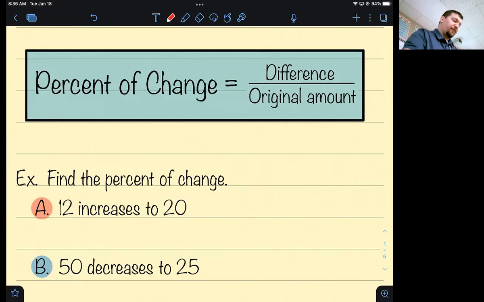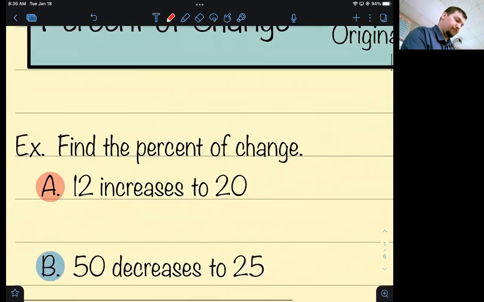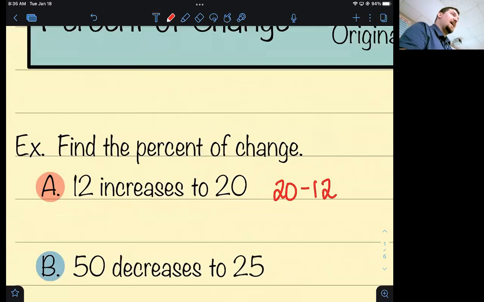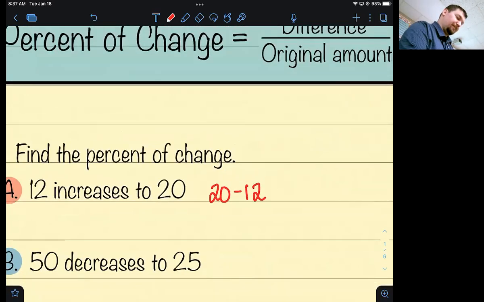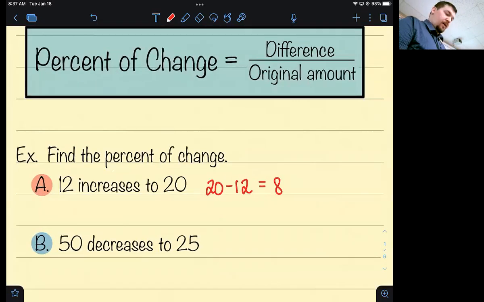Ella, tell me what the difference is between 12 and 20. When it says 12 increased to 20, how much did it go up by? Thank you, Ella. Yeah, it went up by 8. That we could probably do in our head, right? Now I'm going to write it down for all those that are following along at home so they can see that we just subtracted. Now, I know that 12 is listed first.